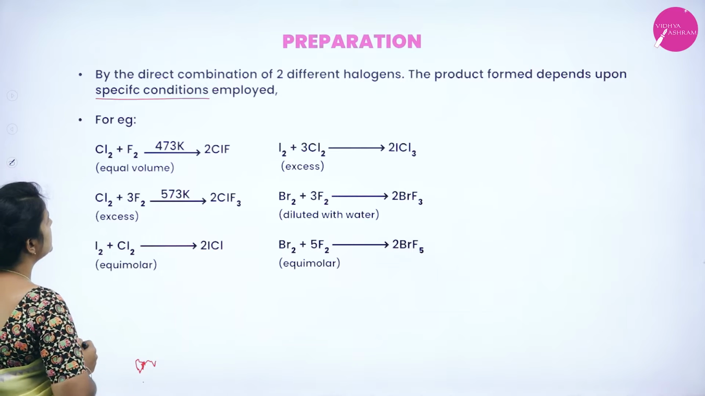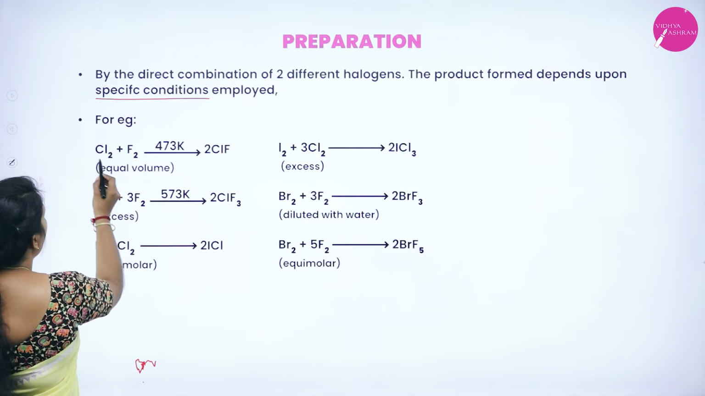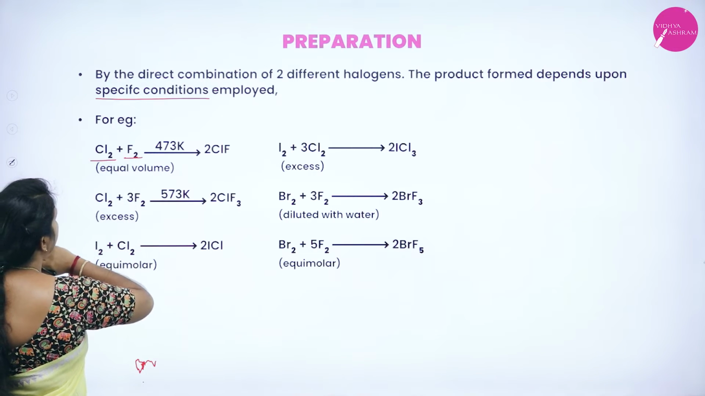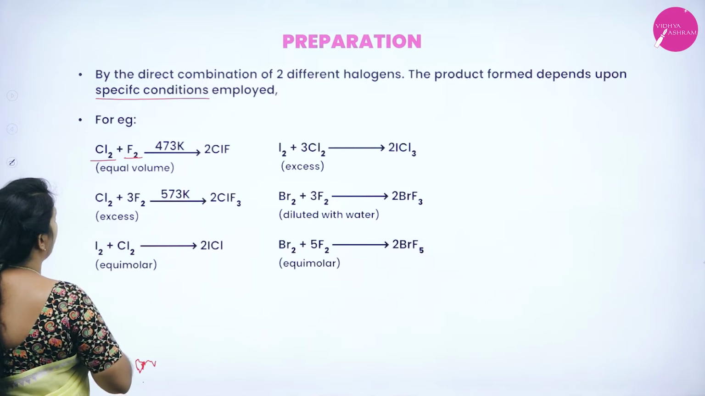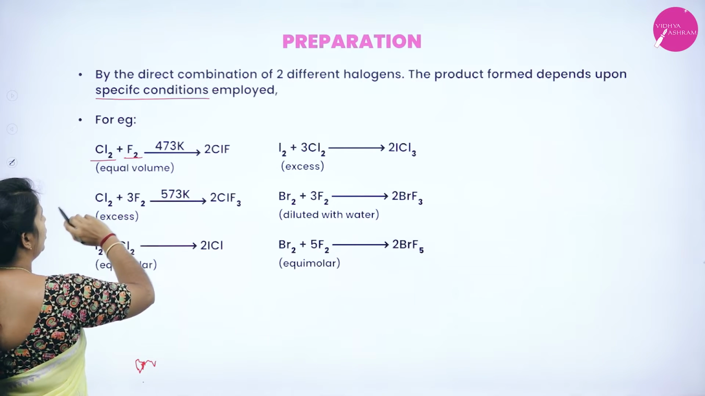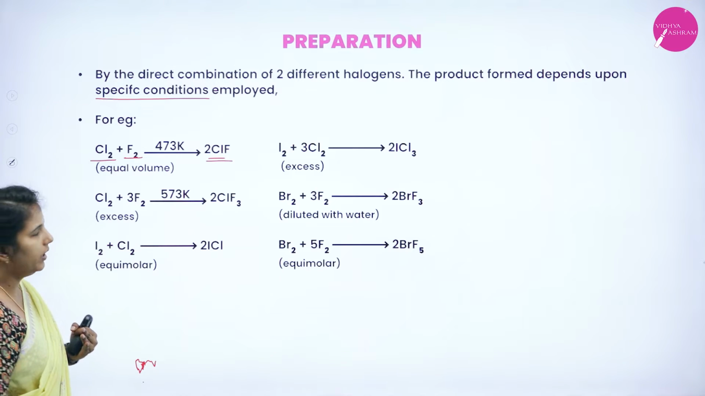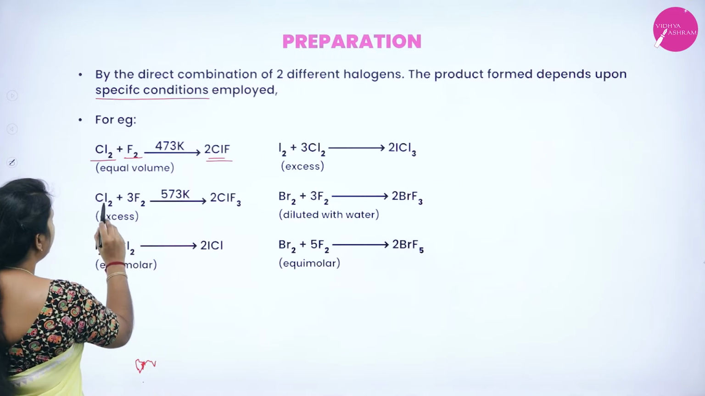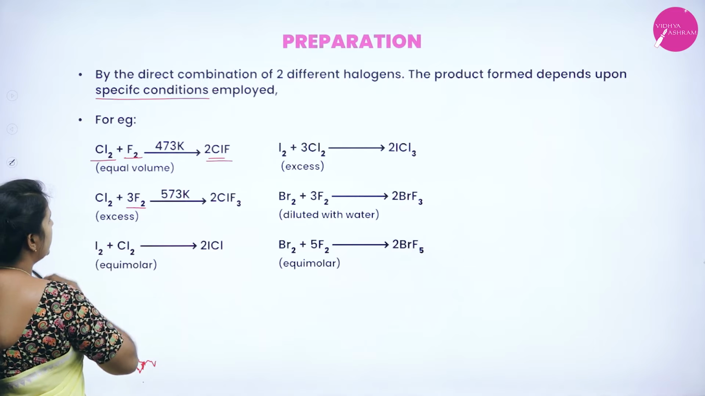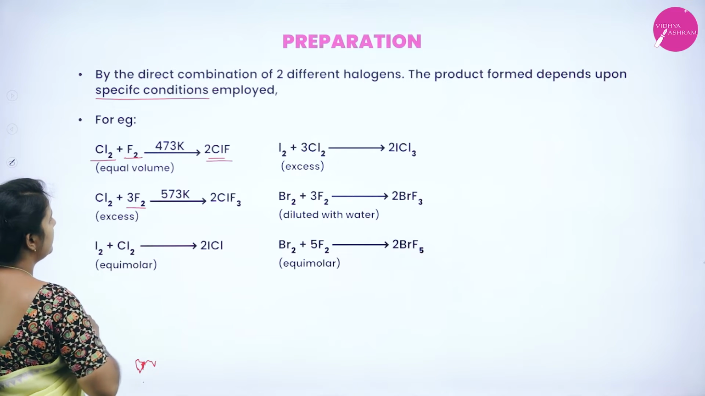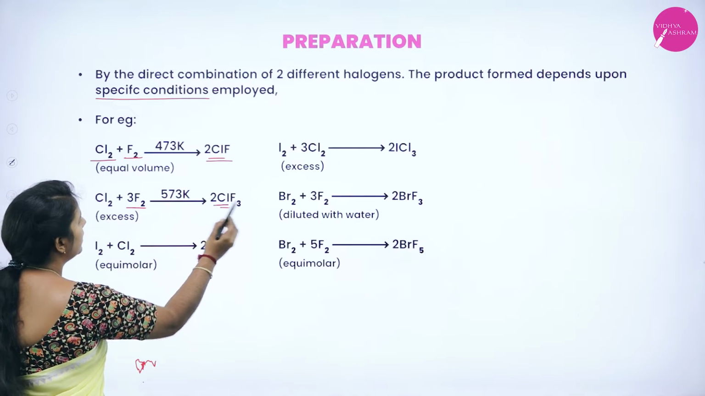The first reaction goes like this. Here I have chlorine reacting with fluorine at 473 Kelvin. By taking equal volumes, we get an interhalogen of chlorine with fluorine. Similarly, if I take chlorine in excess of fluorine at 573 Kelvin, it forms what?